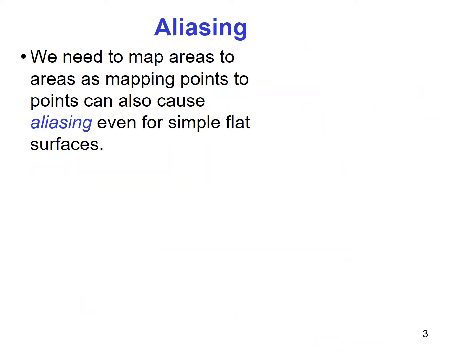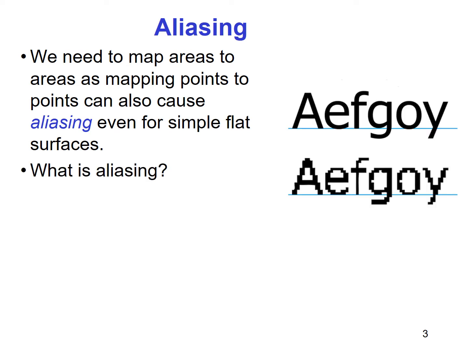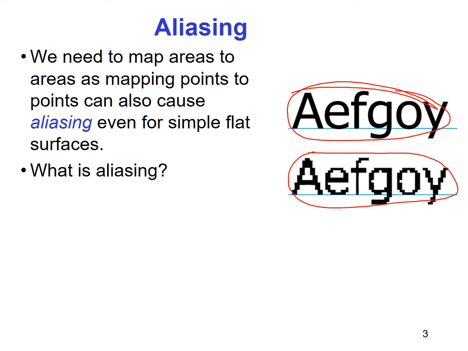Another drawback of point to point mapping is that it can cause aliasing for simple flat surfaces. So what is aliasing? Here we have an example. Let's say we want to map this onto a surface, and after mapping it looks like this. The edges are distorted. We get this pixelated kind of object rather than a smooth shape like this.